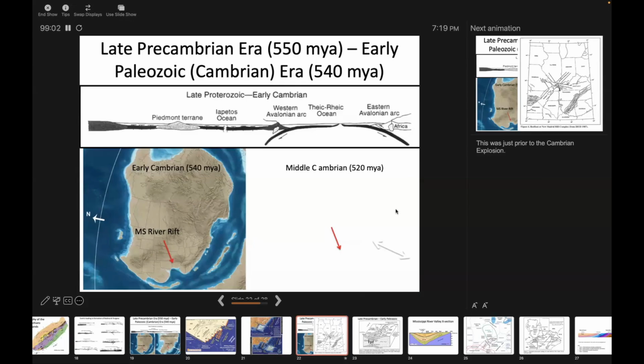There was a branch of that Rift Valley though that went up through here, and it started to be successful. That's why we have this notch that will eventually become the Gulf of Mexico. And if it had continued to be successful, what would it have done?